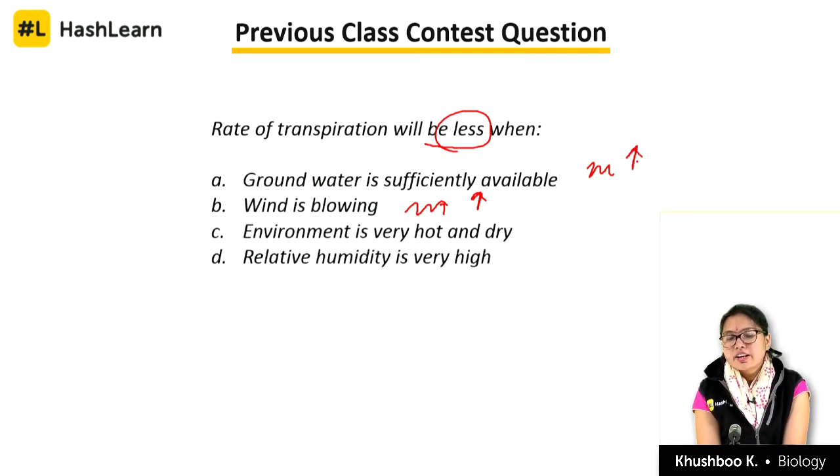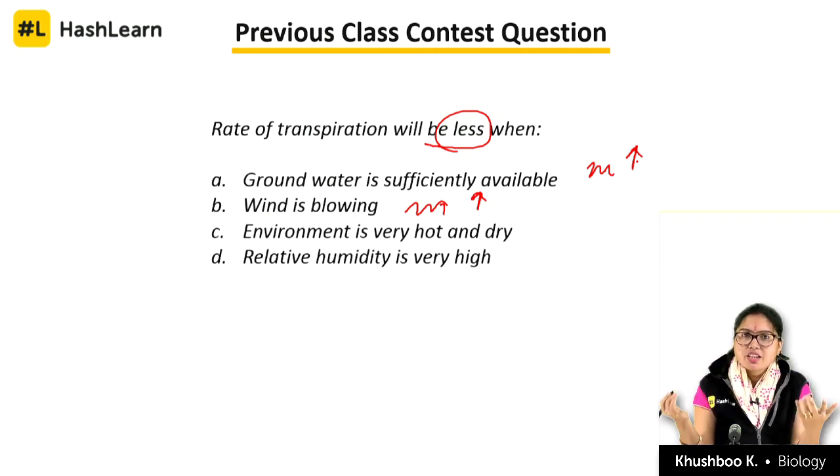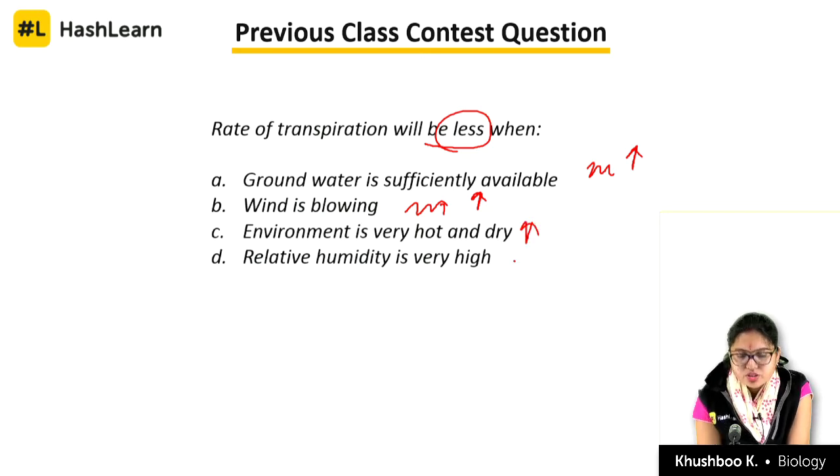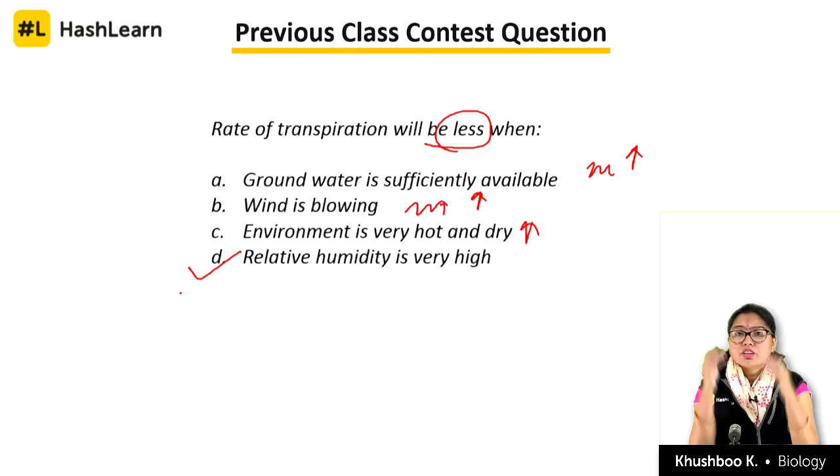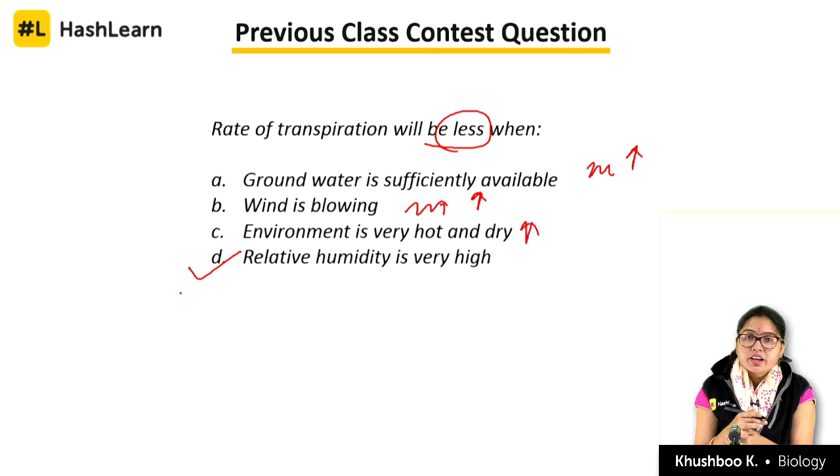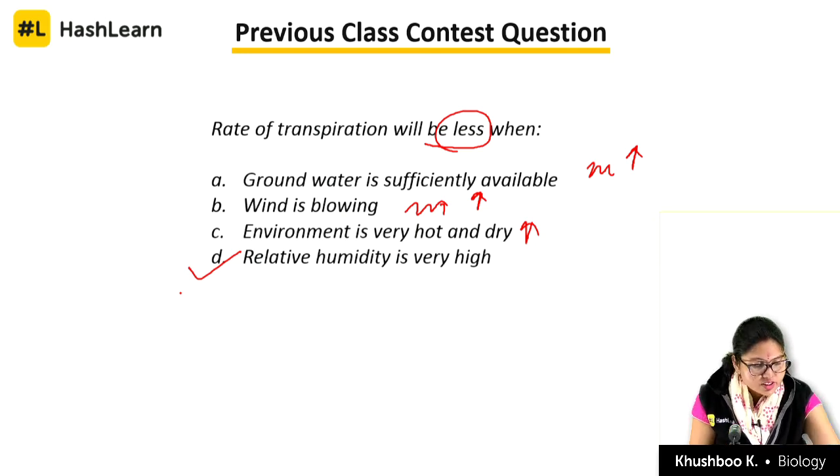एनवायरमेंट इज वेरी हॉट एंड ड्राई, बहुत हॉट और ड्राई है फिर भी ट्रांसपिरेशन होगा. व्हेन द एनवायरमेंट इज वेरी हॉट एंड ड्राई यू आल्सो स्वेट. So why the plant will not? So this also will be high. So the correct answer is relative humidity is very high, because if humidity is very high it will stop transpiration and not promote transpiration. ठीक है, वो transpiration को hinder करेगा और inhibit करेगा, promote नहीं करेगा, and that is why this is the correct answer.